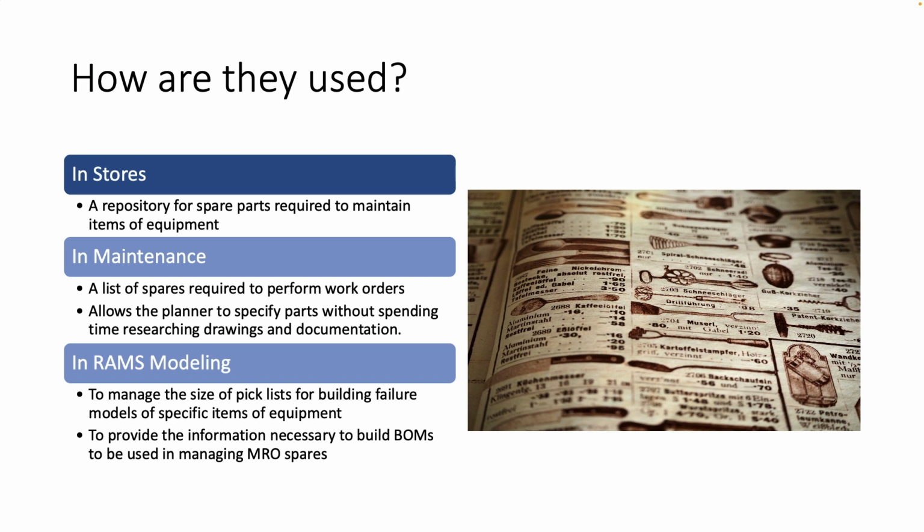It keeps them from having to research vendor information to order parts, thus freeing up the planner's time to focus on planning jobs rather than obtaining parts. BOMs drastically improve the time needed to build failure models by shortening the length of the pick list for the parts. It is possible to use the full functionality of Availability Workbench to create BOMs for use in the CMMS.